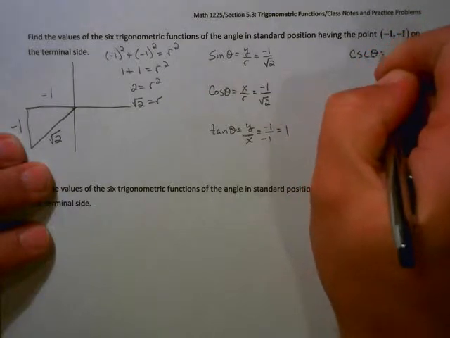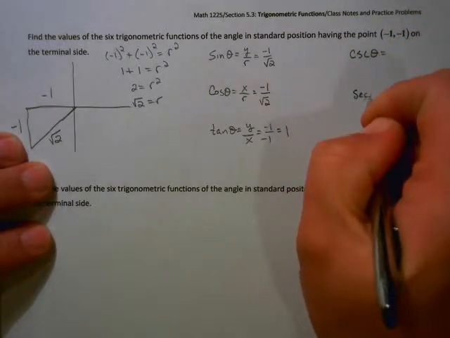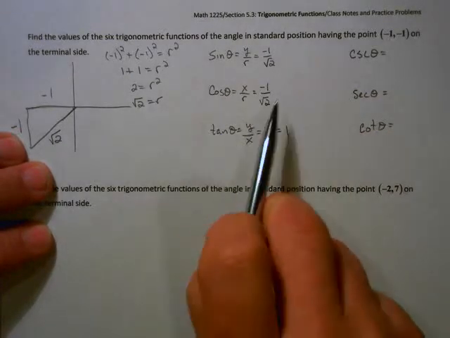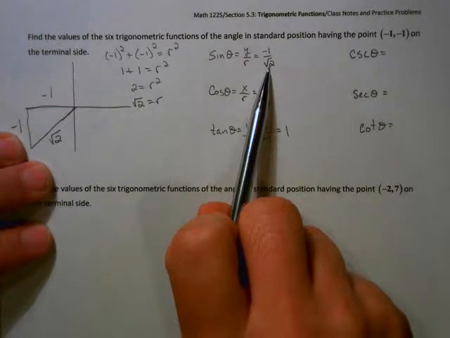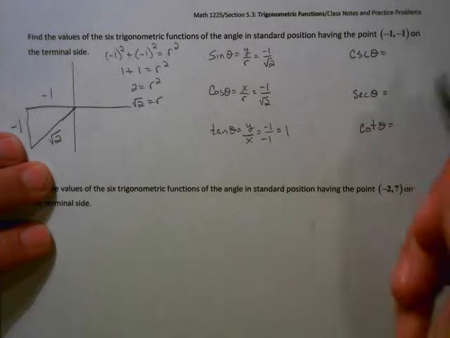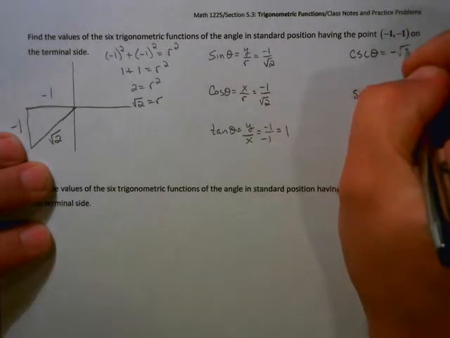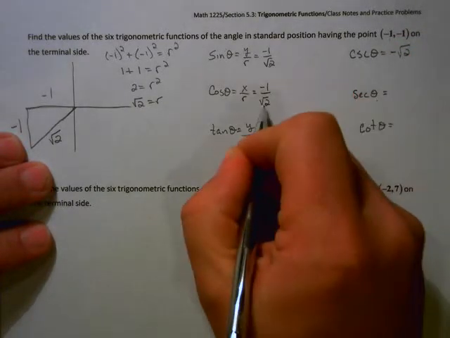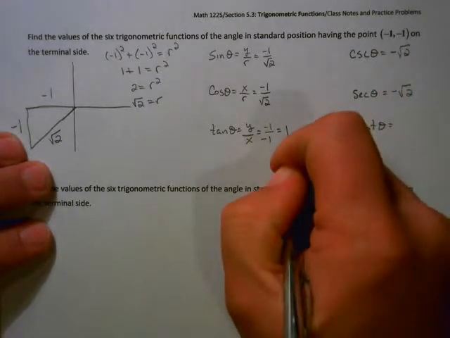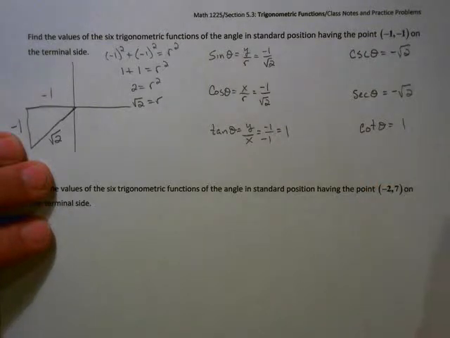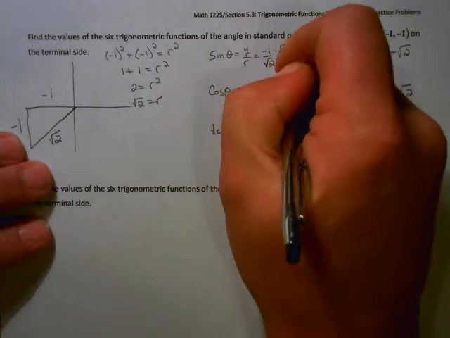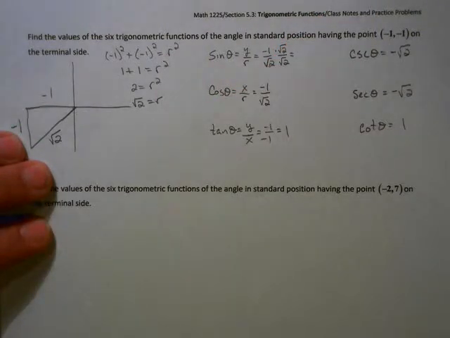Cosecant theta, secant theta, and cotan theta. Now, even though I'm not done with this because I have to rationalize that denominator, when you flip this, we're going to get negative square root of 2. Secant's the reciprocal of cosine, so we're going to get negative square root of 2, and 1 over 1 is 1. So it's easier to flip that before I rationalize that denominator.